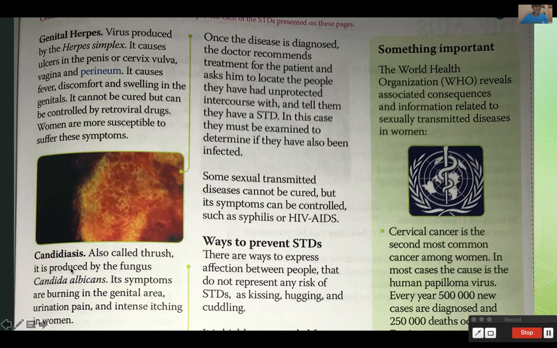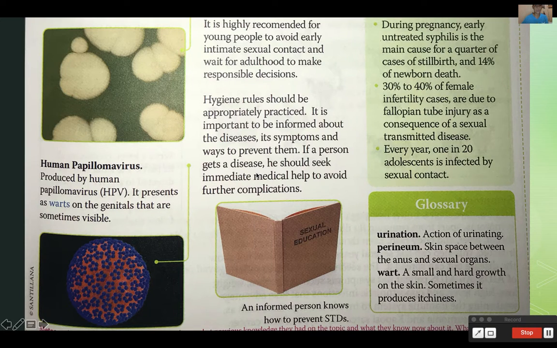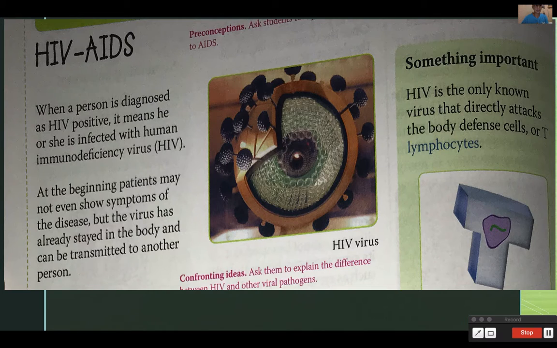Then we have the candidiasis, also called thrush. It is produced by a fungus. Its symptoms are burning in the genital area, urination pain, and itching in the body. Okay, so we have a lot of points. Okay, then we see we have the HIV AIDS.